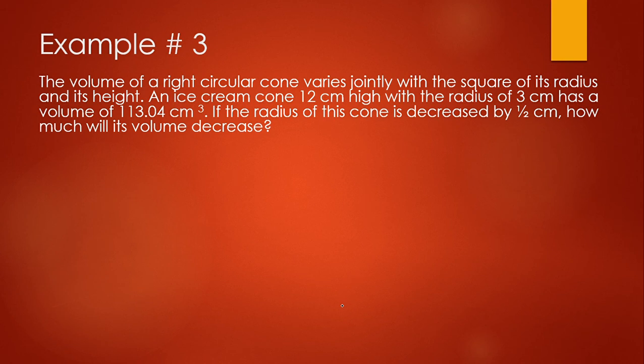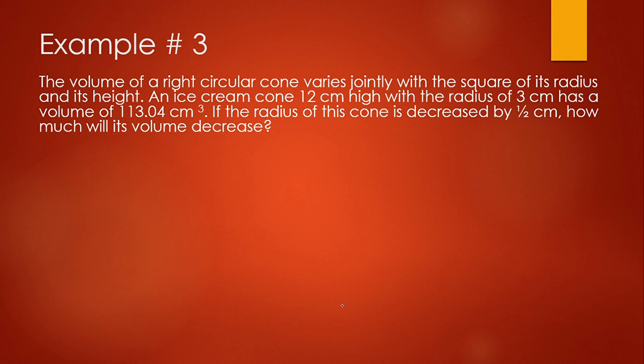Alright, so next one. Let's have example number 3, and I guess this would be the last example for this discussion. The volume of a right circular cone varies jointly with the square of its radius and its height. An ice cream cone is 12 centimeter high with a radius of 3 centimeter and has a volume of 113.04 cubic centimeter. If the radius of this cone is decreased by 1/2 centimeter, how much will its volume decrease?